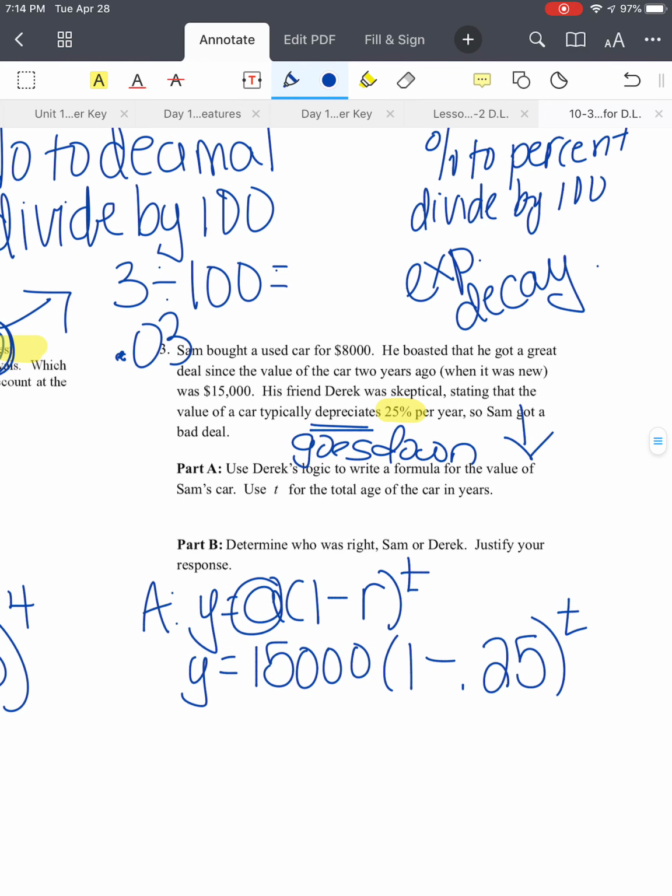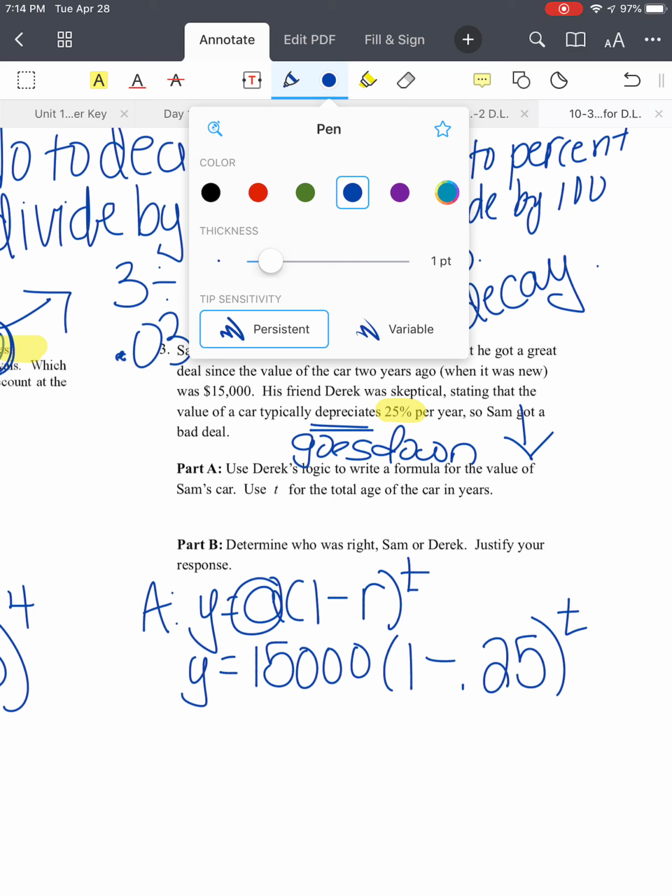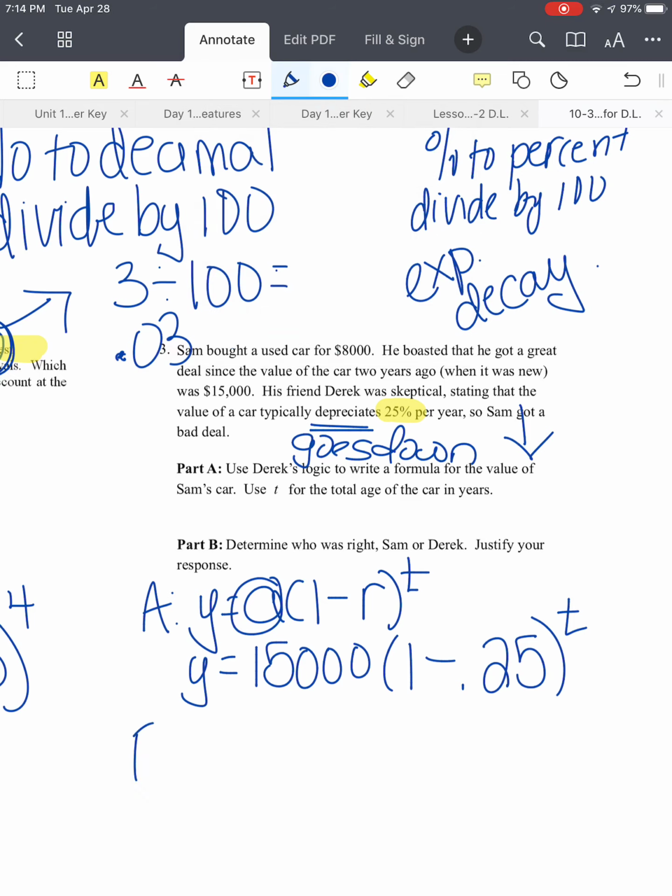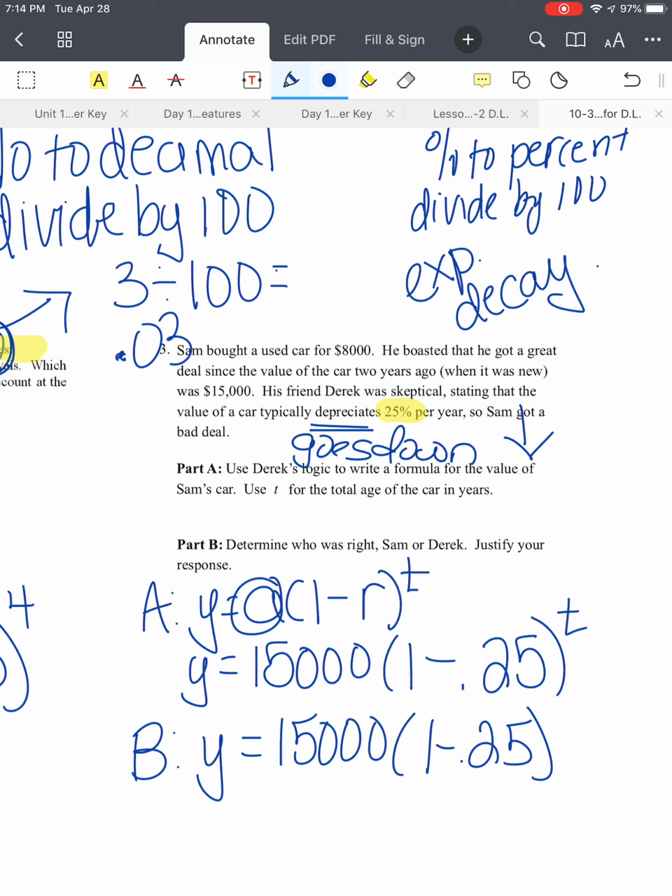Justify your response. So part B, they want us to figure out how much maybe Sam should have paid for his car. He paid $8,000. He thought he got a great deal. But according to Derek, the car should lose 25% a year. So Sam bought the car 2 years after it was new. So we're going to put 2 in for T.